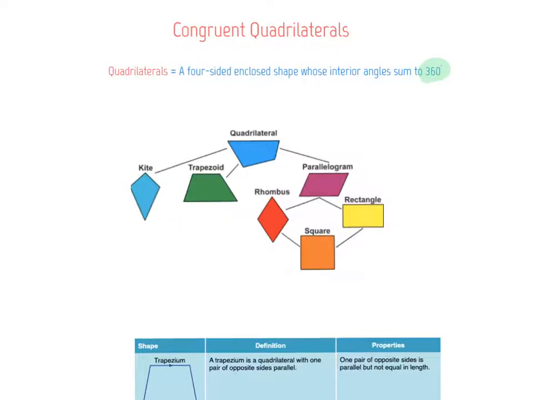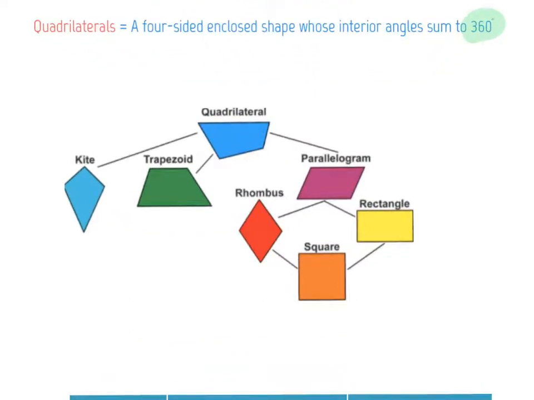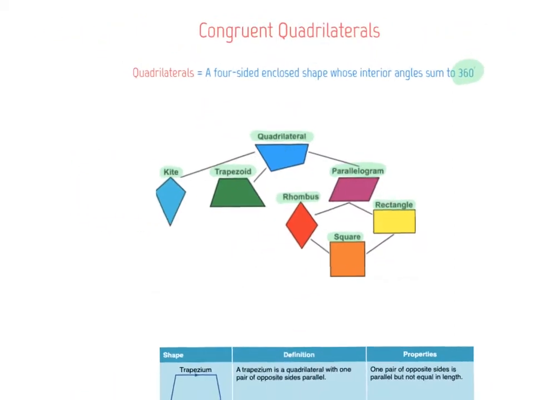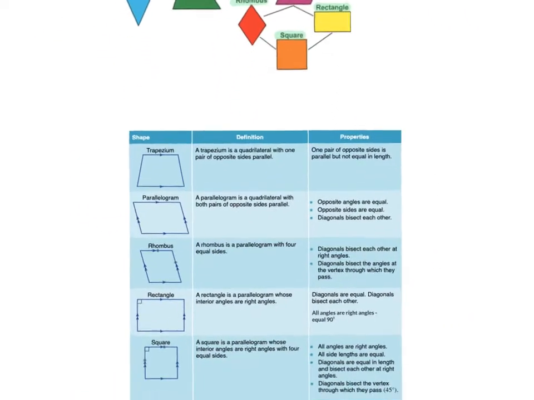So over here we have quadrilaterals. So any shape with four sides that's enclosed is a quadrilateral. Then we have three sub-branches. The first is a kite. Then we have trapeziums. Then we have parallelograms. Parallelograms also form two subgroups called rhombus and rectangle, which then have the mutual subgroup of squares. We'll have a look at most of these in a bit more depth.